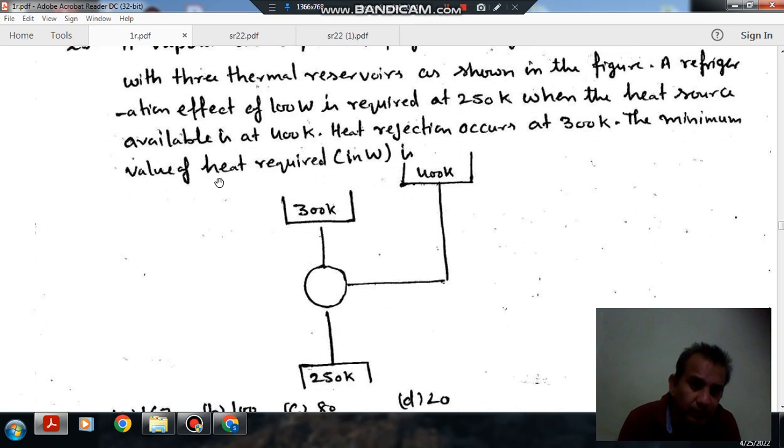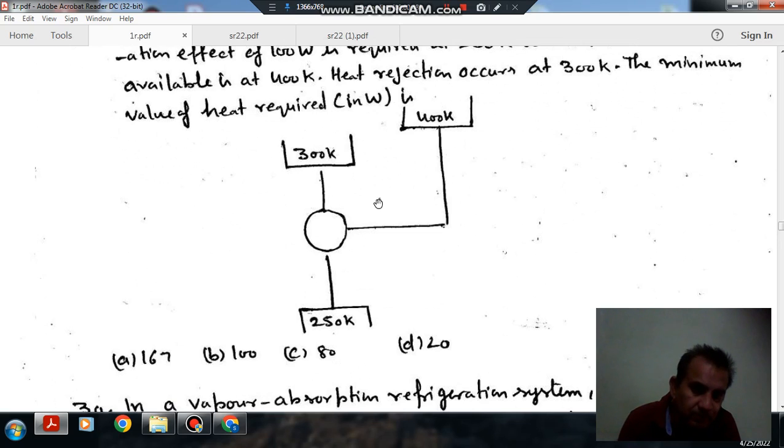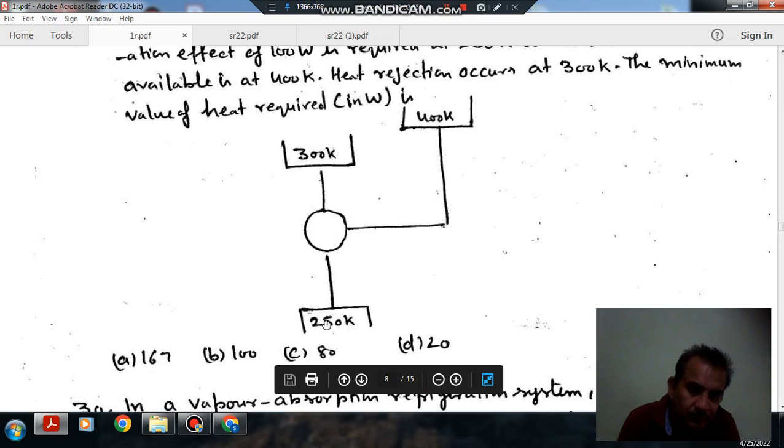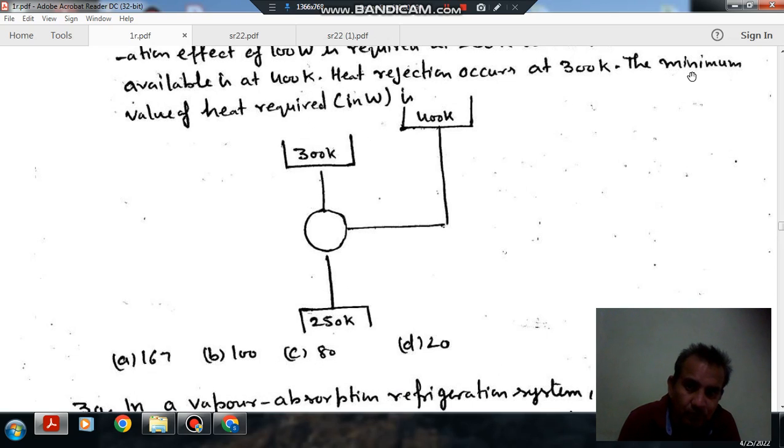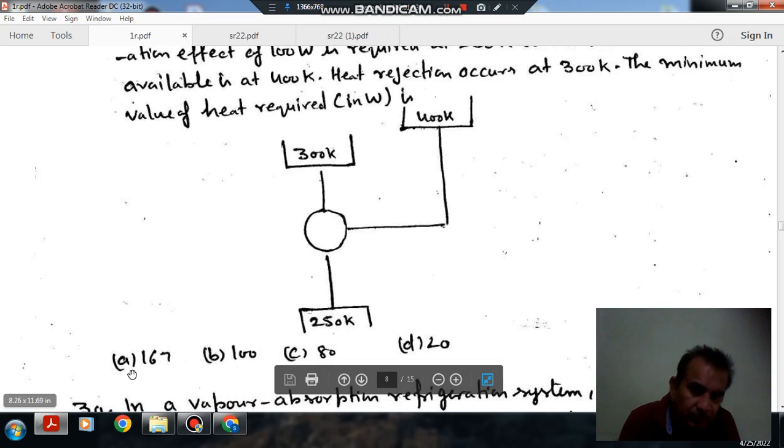The minimum value of heat required in watt is, so this is the figure given. 300 here, heat rejection takes place, and this is the higher temperature reservoir from where heat is being supplied, and this is the reservoir where the cooling effect is required. So now we have to determine the minimum value of the heat required from this. Option A 167, option B 100, option C 80, and option D 20.